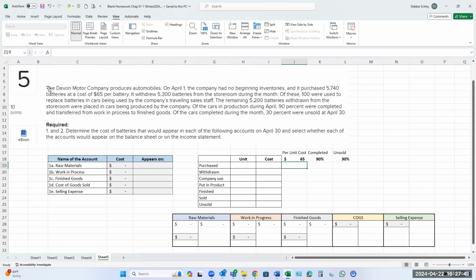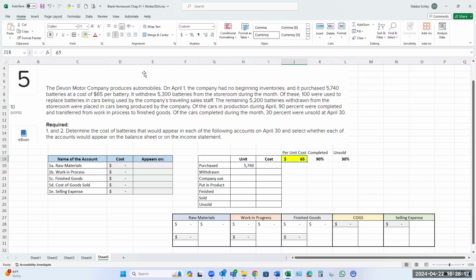Okay, so question 5. The Devon Motor Company produces automobiles. On April 1st, the company had no beginning inventory, and it purchased 5,740 batteries at a cost of $65 per battery. So I have that cost right there. It withdrew 5,300 batteries. And again, you're going to have different numbers than me, but you should be able to work the same process to come up with the correct answers.